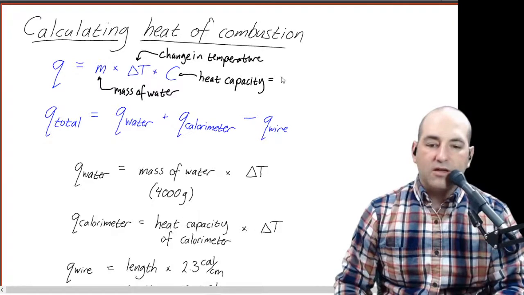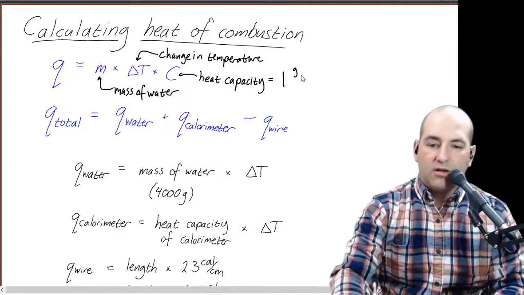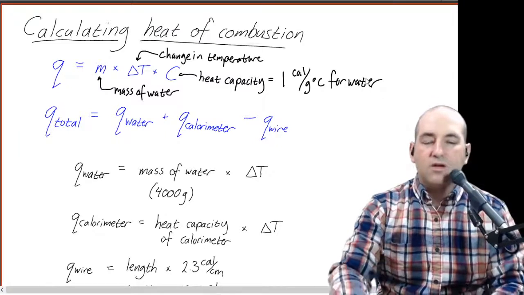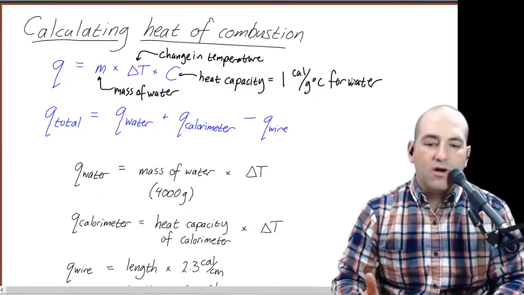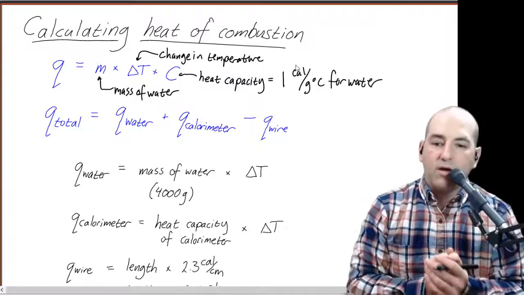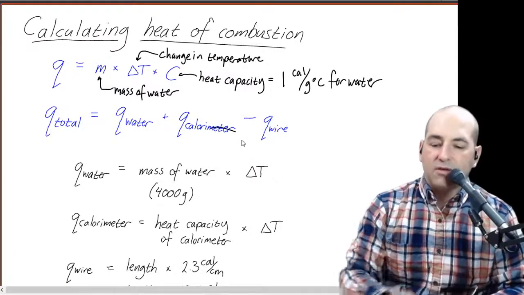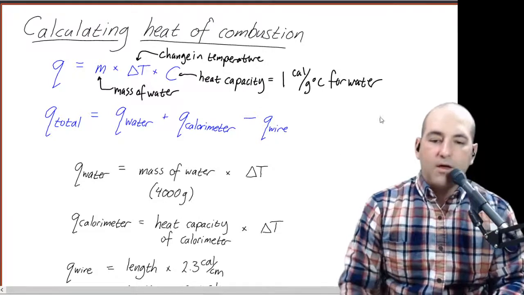The heat capacity equals 1 calorie per gram degree C for water. And we're not going to be heating up anything besides water. So for our purposes, that's always going to be one. I guess that's not quite true because we are going to heat up the calorimeter, but we'll talk about that in a second. All right.